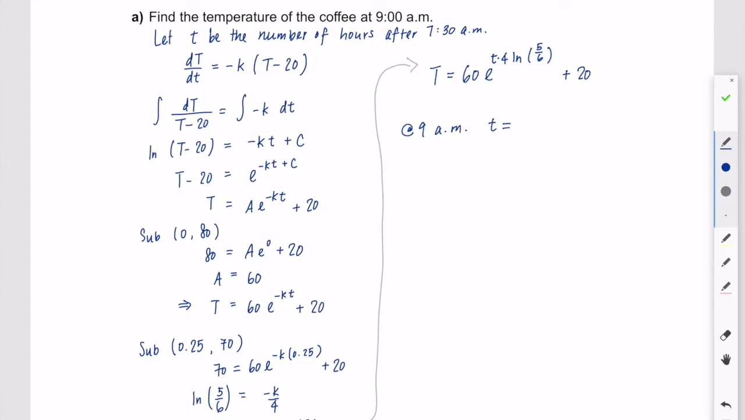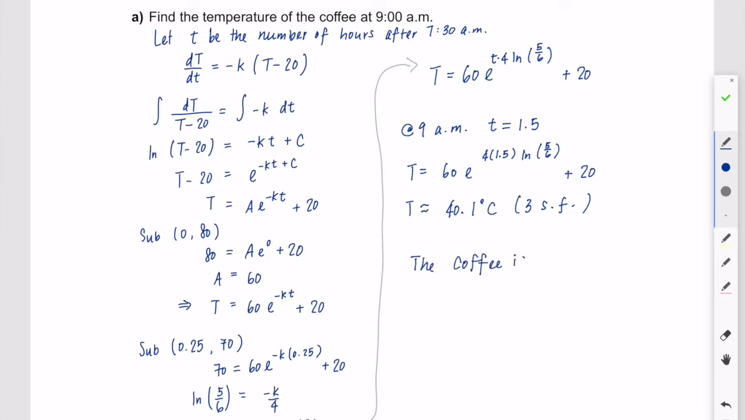Okay, time. We are an hour and a half after 7:30, so time is 1.5. And so we have T equals 60 e to the power of 4 times 1.5, which is 6, ln 5 over 6, plus 20. Using my calculator, this temperature is roughly equal to 40.1 degrees Celsius, to 3 significant figures. So we say that the coffee is 40.1 degrees Celsius at 9 a.m.